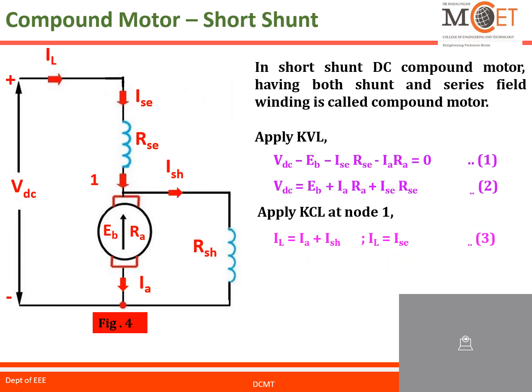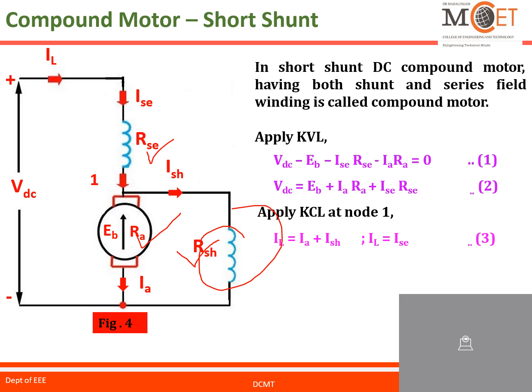Then another one, the compound motor short shunt. See that here the short shunt DC compound motor has both the series field as well as the shunt field winding. Here the shunt field is connected only across the armature. So the series field remains connected in series with the armature.